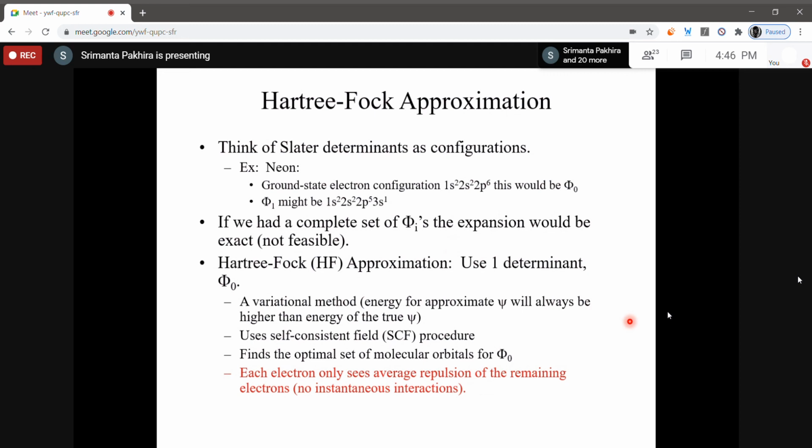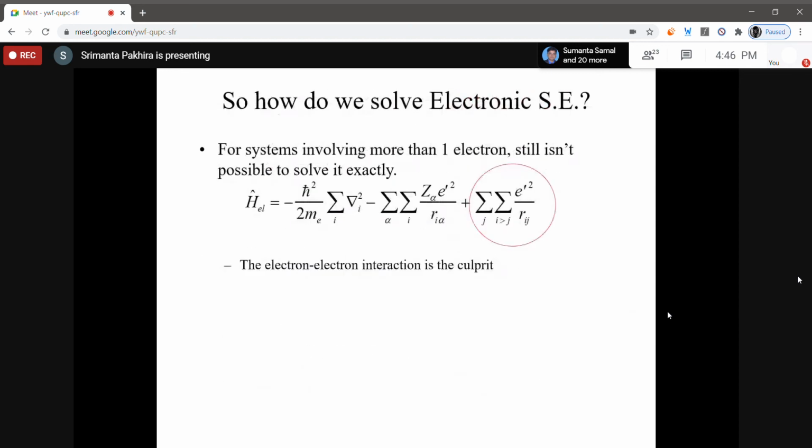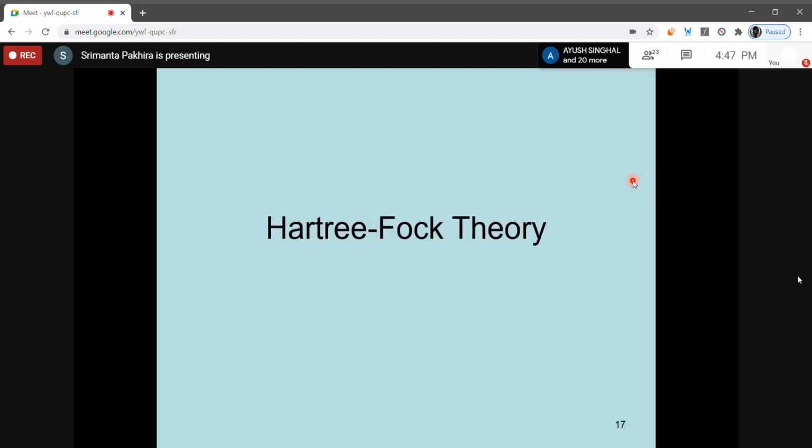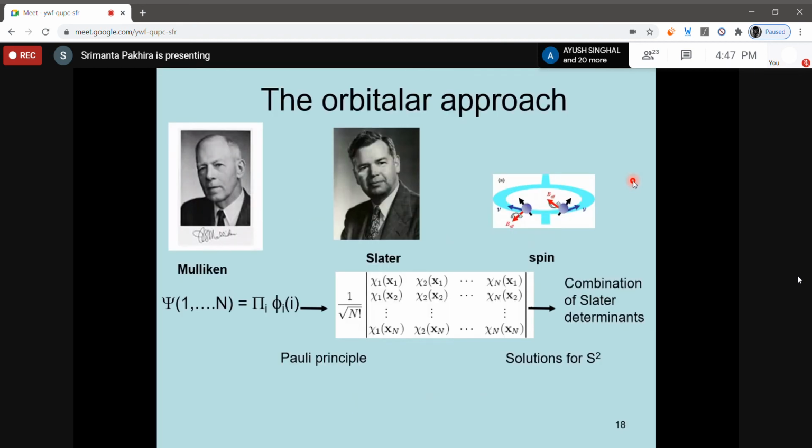And then each electron will see the average repulsion of the remaining electrons, with no instantaneous interaction. What does this mean? Let's say I have one electron; it will feel one average interaction from the rest of the electrons. Using this approximation, Hartree and Fock were able, for the first time, to solve the Schrodinger equation and get the electronic energy. Later on, this approximation became what we call the Hartree-Fock method and Hartree-Fock theory.